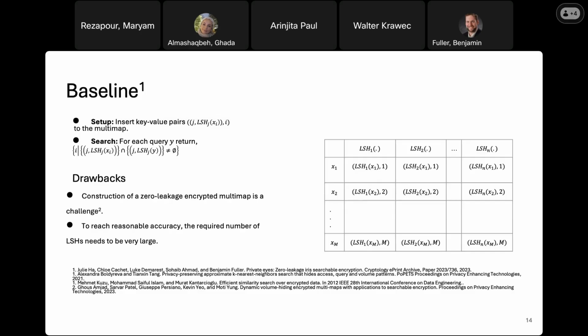Yeah. Okay. But other than the privacy issue, the main thing we care about is to lower the number of required LSHs. And that's why we want to move from using a multi-map.